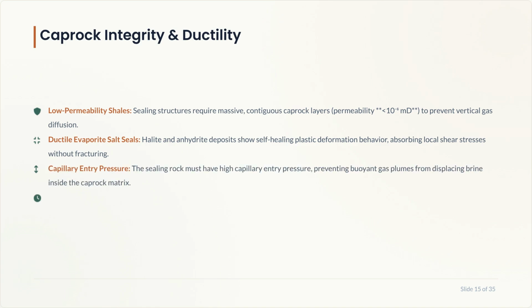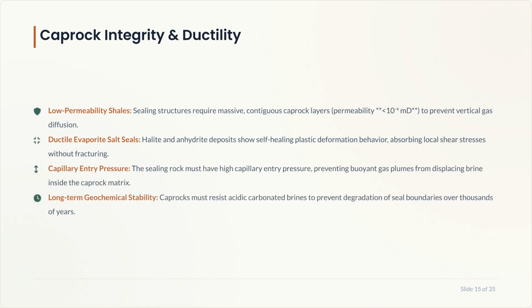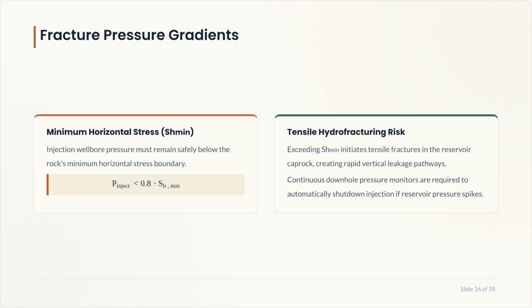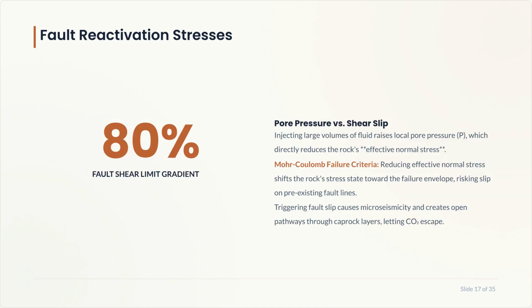High capillary entry pressure and long-term chemical stability are critical factors for securing these boundaries. In this section, we analyze fracture pressure gradients. It is critical that injection wellbore pressure remains safely below the rock's minimum horizontal stress boundary to avoid tensile hydrofracturing and potential leakage. Fault reactivation is a key geomechanical risk. Injecting large fluid volumes can increase pore pressure, reducing effective normal stress, and potentially triggering slip on pre-existing faults.